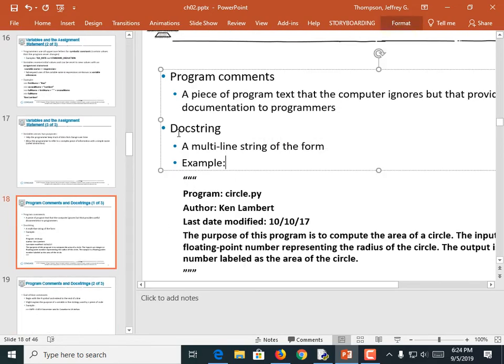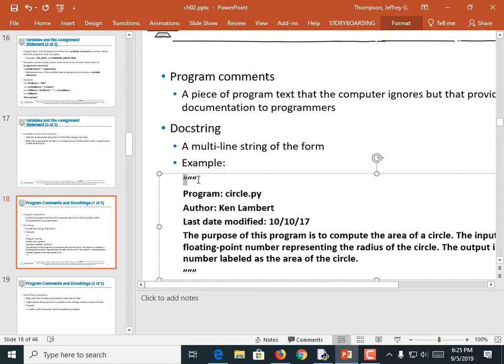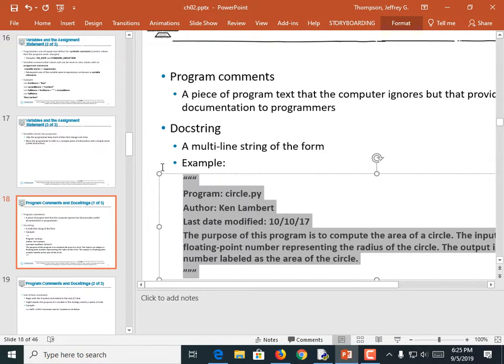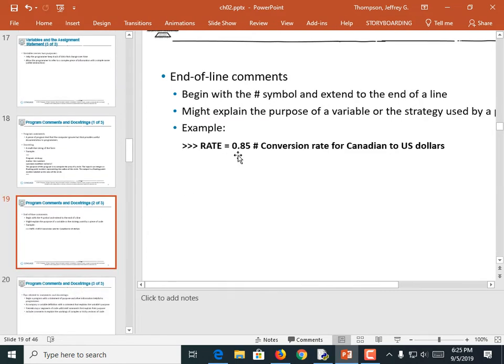Program comments. We know what a program comment is. It's something that begins with a hash, with a pound sign. However, there are longer forms of comments known as doc strings. Your doc string up at the top of the code could contain the name of the file, the author of the file, the date that it was modified, and a written explanation for it. If I was cool and awesome, I would require you to put this up at the top of your code for every program you write. I'll contemplate it.